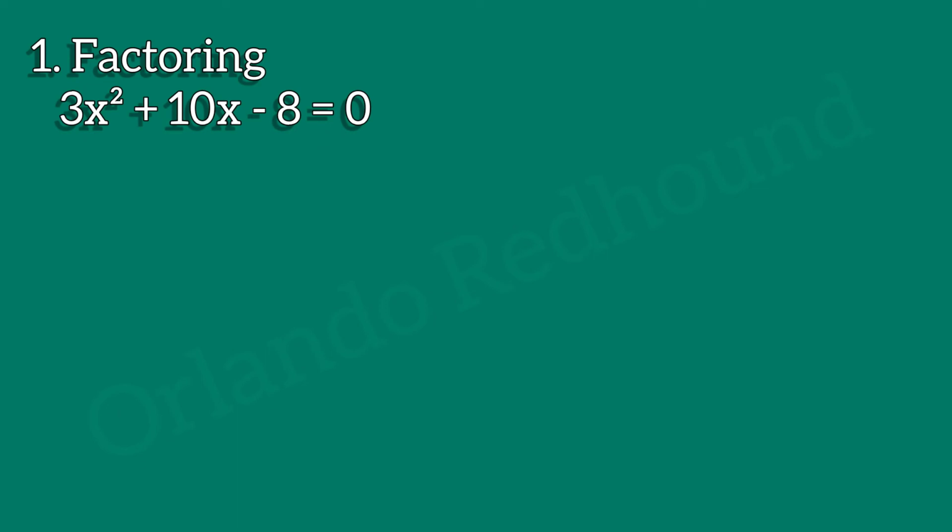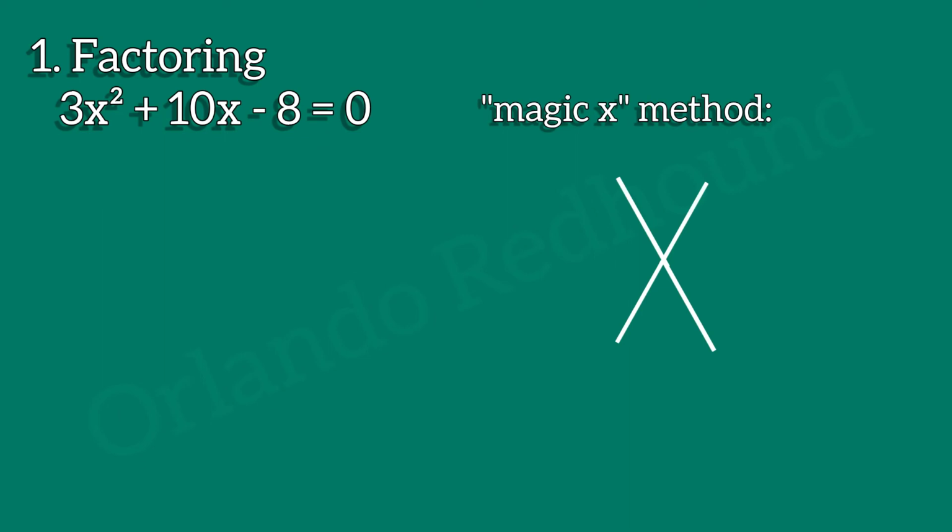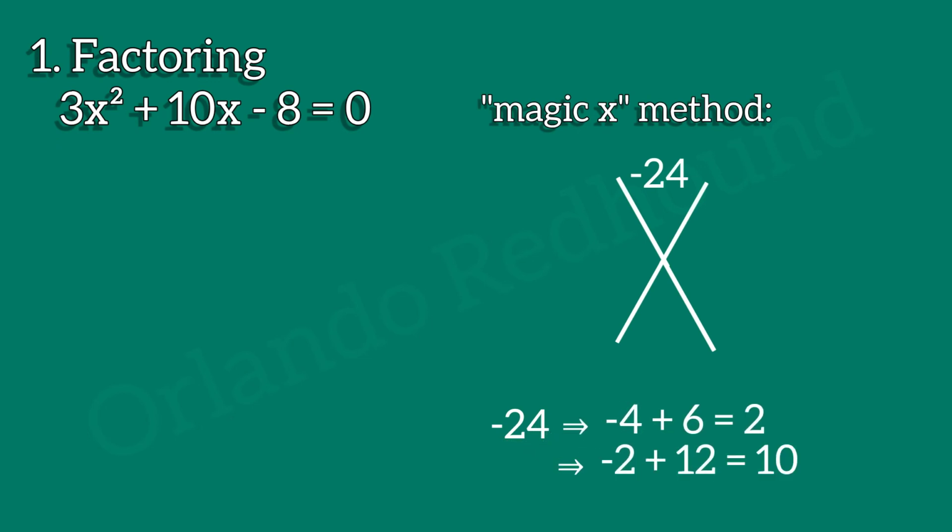So let's find the factors using the magic X method. First we need to set up the X. Then multiply 3 and -8 equals -24. Then find two factors of -24, which when added together equals 10. So now we have -2 and 12. We divide this by 3, the coefficient of x squared. Simplifying, we have our solution, which is x plus 4 and 3x minus 2.